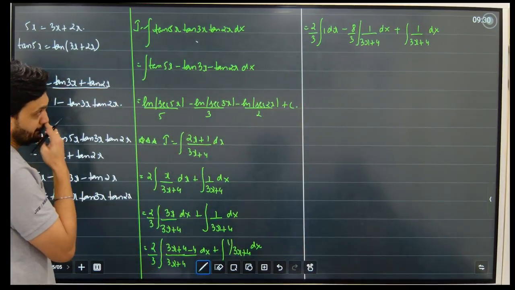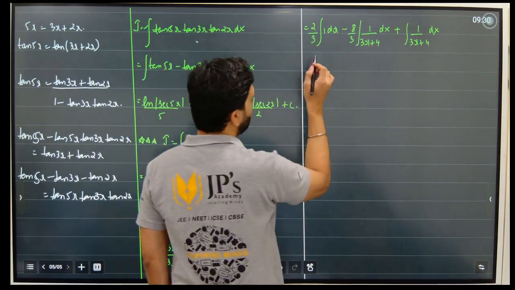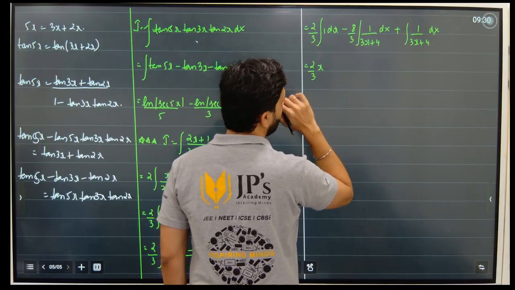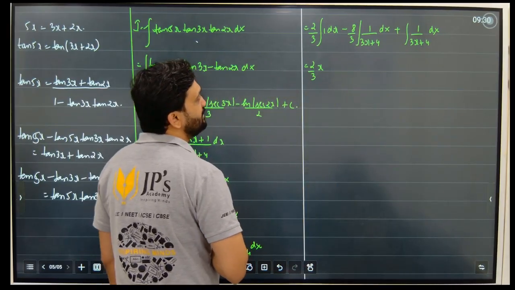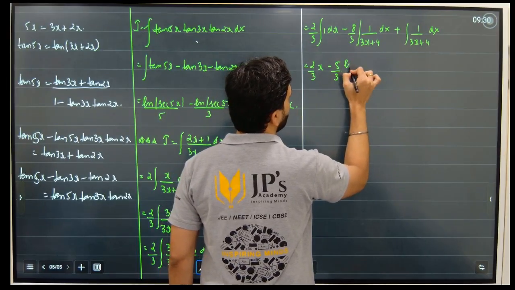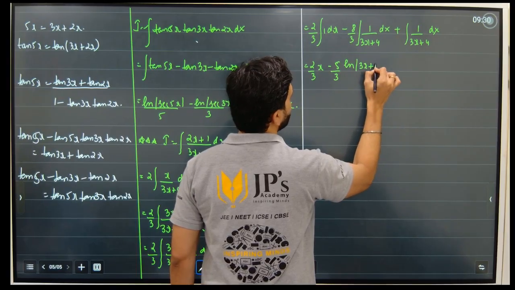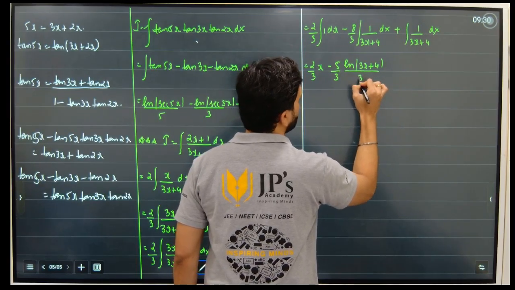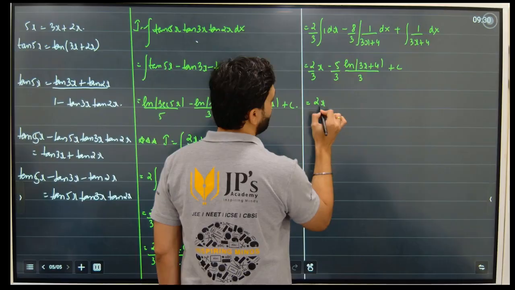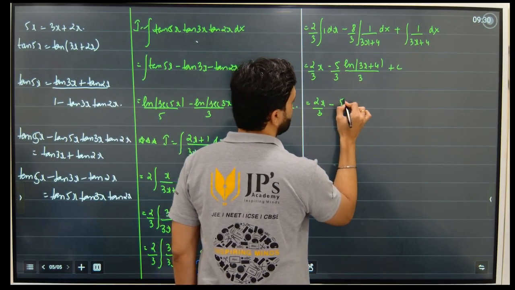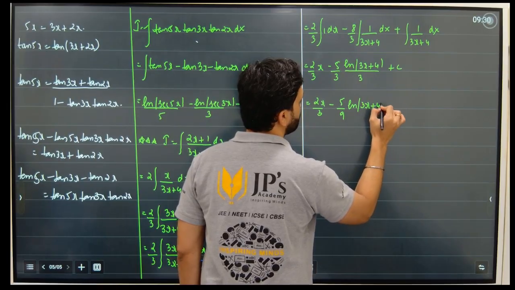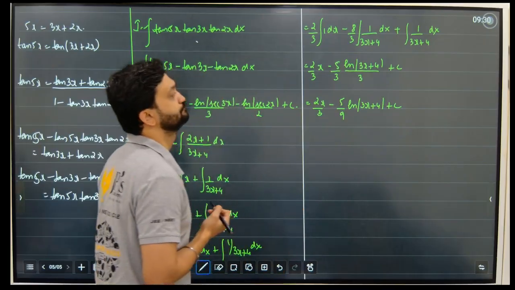My second last and last term are the same. I'll simplify it. 2 by 3 x minus 8 by 3 plus 1 becomes minus 5 by 3 ln mod of (3x plus 4) upon 3 plus c. Therefore 2x by 3 minus 5 by 9 ln mod of 3x plus 4 plus c.